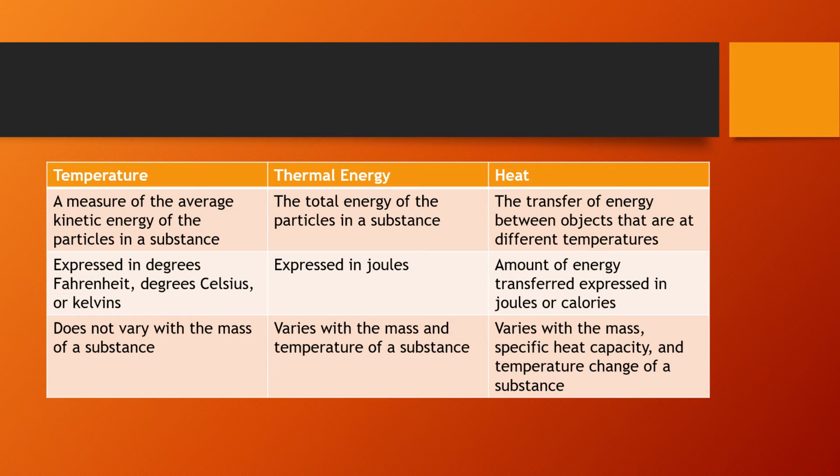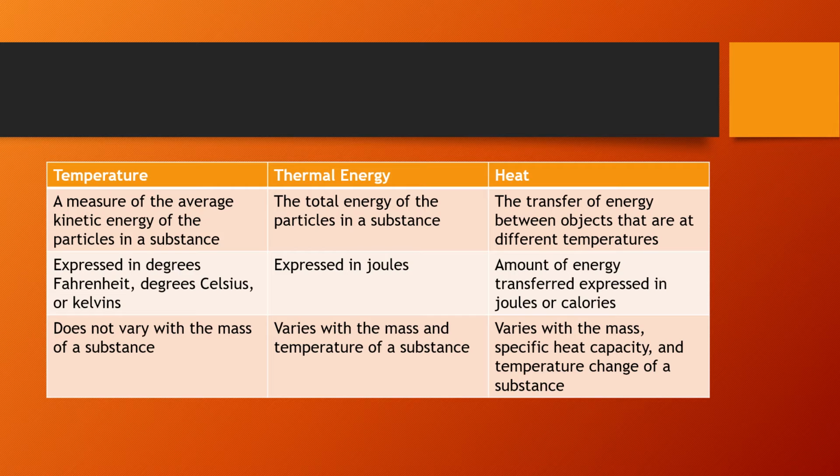We have a chart here to compare the three, so you can see them side by side because they are very easy to get mixed up. Temperature is the measure of the average kinetic energy. Thermal is the total energy of the particles. Heat is the transfer of that energy between objects at different temperatures. Temperature we measure in Fahrenheit, Celsius, and Kelvin. Thermal energy is an energy, so we express it in joules. And then heat is also an energy, so we express it in joules, but we also can express it in calories.